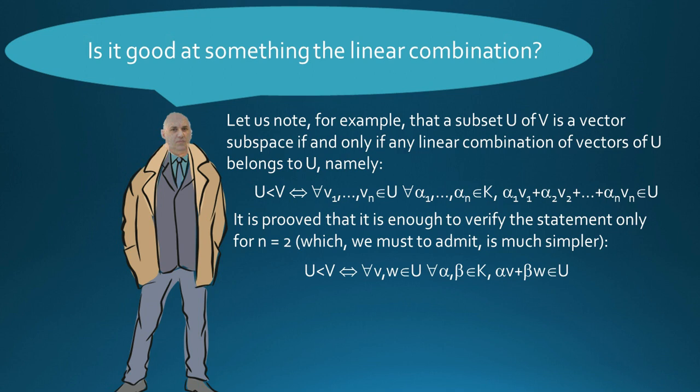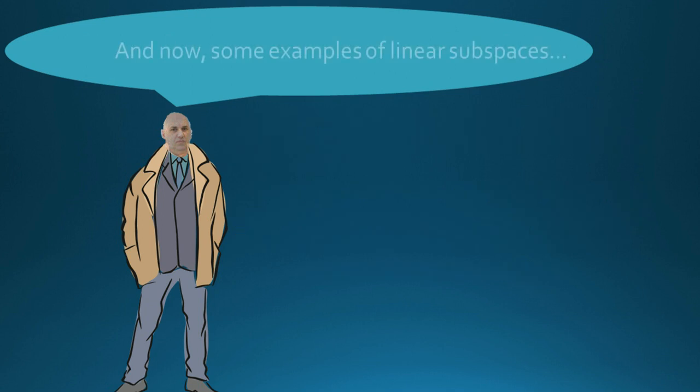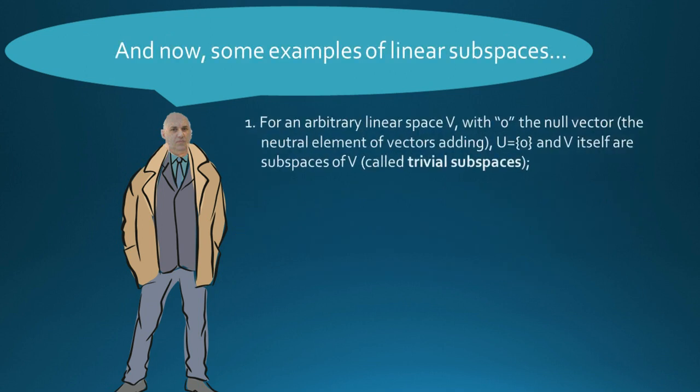It is proved that it is enough to verify the statement only for n equal to 2, which we must admit is much simpler. U is a subspace of V if and only if for any V and W in U, for any alpha, beta in K, the combination alpha V plus beta W is in U. And now some examples of linear subspaces.